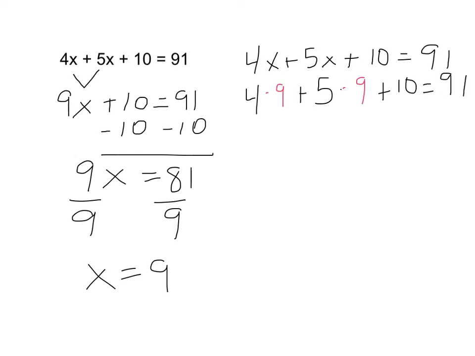G for gems. No grouping. E, exponents. No exponents. M for multiplication and division. Yes. 36. 45. Okay? So now I'm just going to add those together.